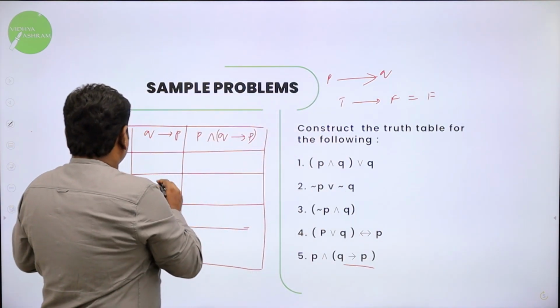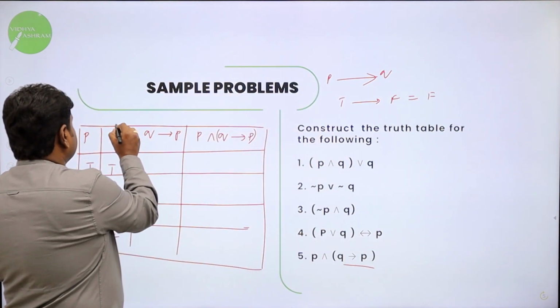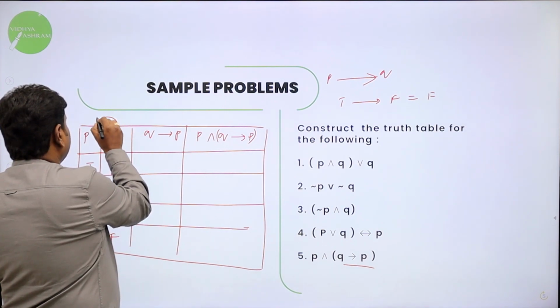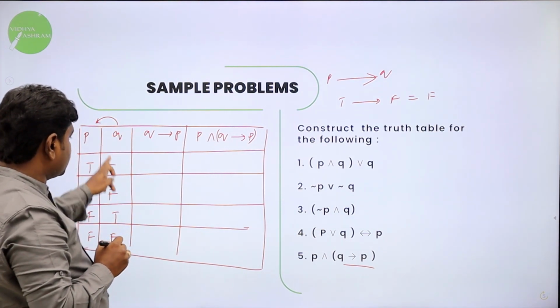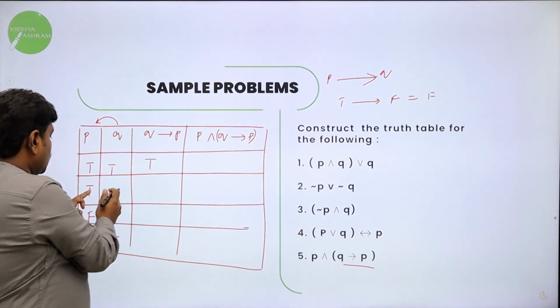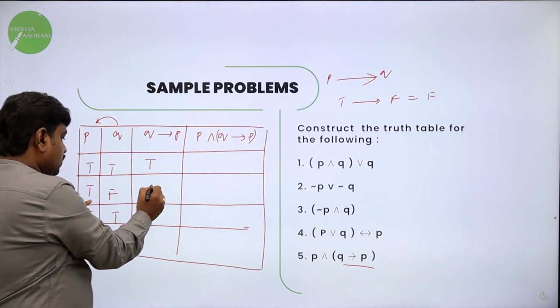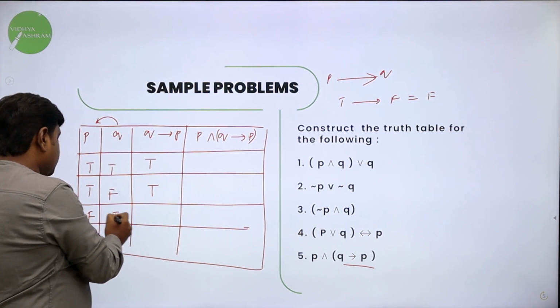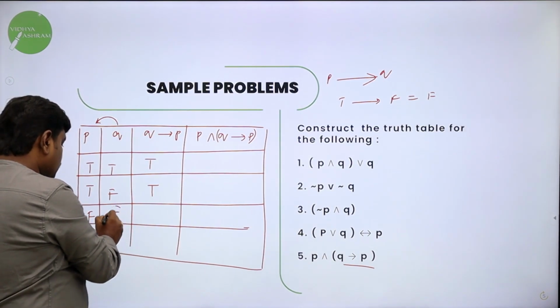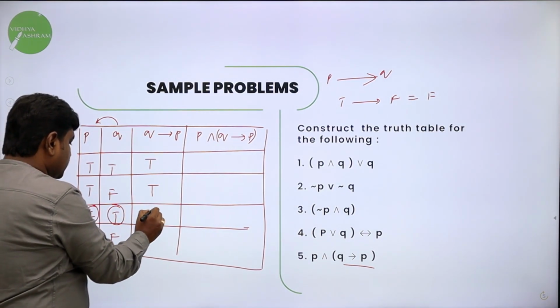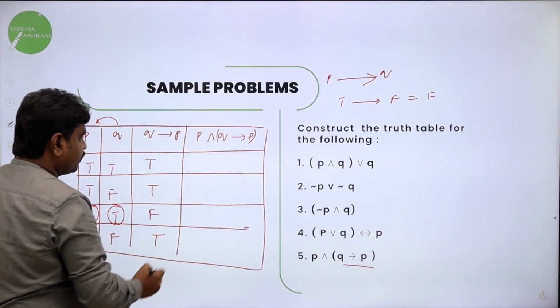Now P, Q implies P, this is the first statement, this is the second statement. Please observe, first statement is Q, true implies true is true, false implies true is true again, true implies false becomes false, because first one is true, second one is false, so result is false. False false is also true.